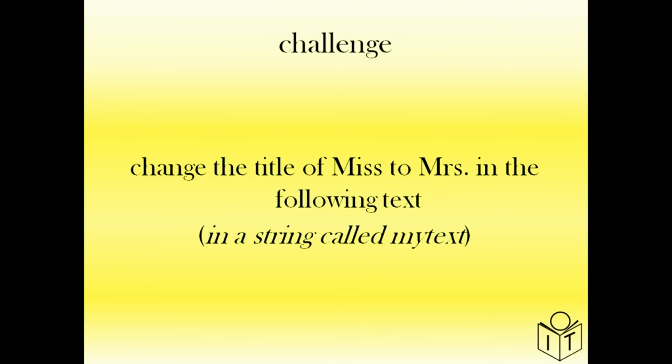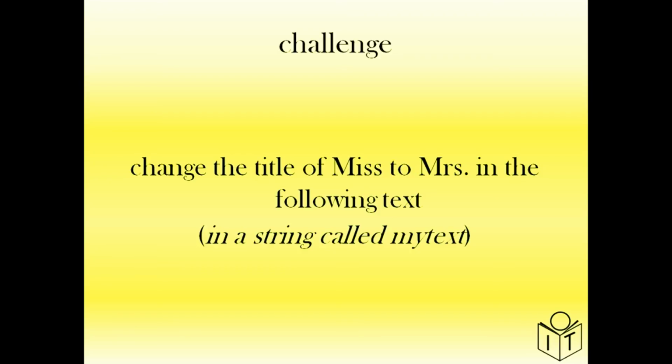Okay, now for the challenge. Not quite as difficult as dates, but let's see how you can get on with the challenge. So I'm going to give you a text, and you need to change the title of Miss, which is MISS, capital M, to Mrs. with a dot. So if you like, the unmarried Miss to the married Mrs. And this text you can just put in the variable myText and just change Miss to Mrs. Seems quite straightforward. So here's the text.